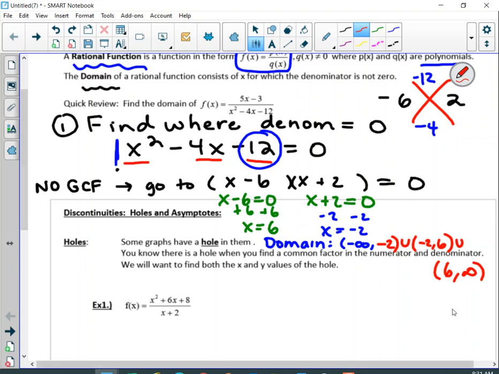That's kind of a long way to say, what are the x's I can plug into this function? Every x I can think of will work except a -2 and a 6. Because if I put a -2 in the denominator, it's going to make a 0, and that means that the function's undefined. If I put a 6 in the denominator, the denominator will equal 0 and the function is undefined.